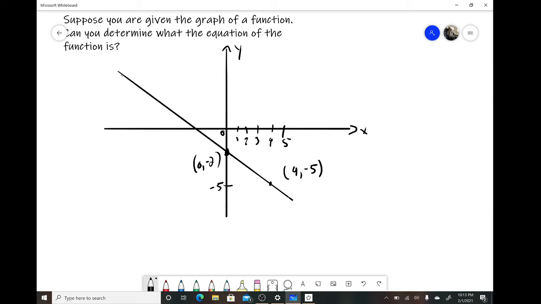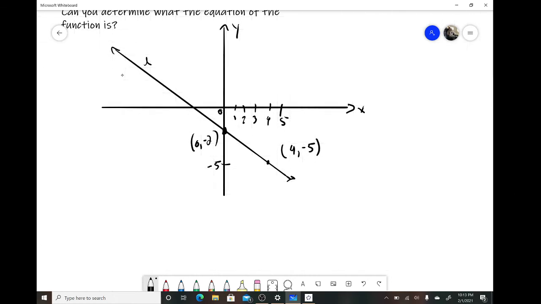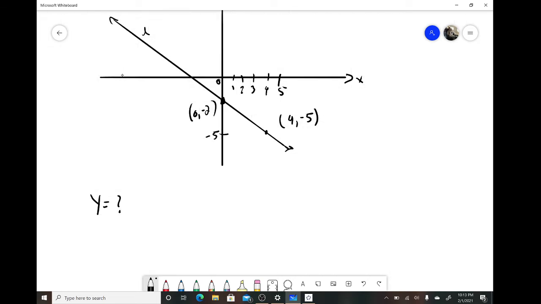So we are given 2 points on a line. And let's call this line L. We want to find out what the equation of L is, meaning what y has to equal for us to get this nice picture. Well, we know that the function must be of the form y equals mx plus b. How do we know that? Well, this is a straight line, and every single straight line has this general form.